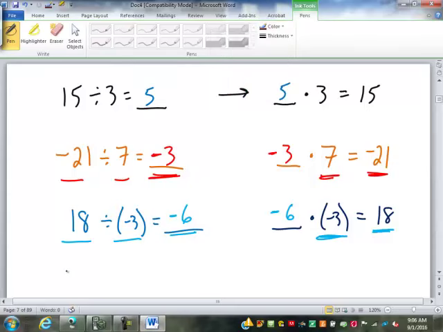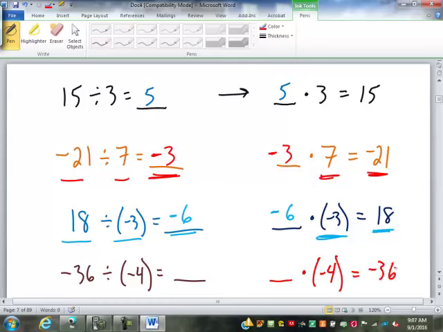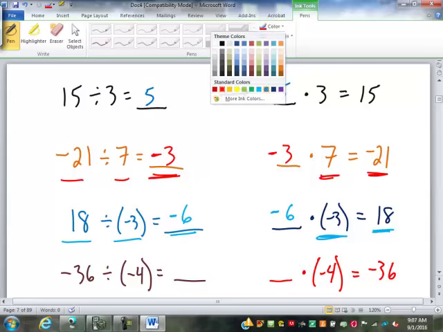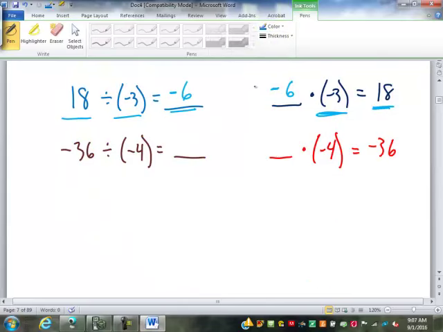What if I have negative 36 divided by a negative 4? Well, again, we're looking at this situation over here. Blank times a negative 4 equals negative 36. For two numbers to multiply to be a negative, we must have one positive and one negative. This one's negative, so this one must be positive. 36 divided by 4 is 9, so it has to be a positive 9. So for that reason, a negative divided by a negative is a positive.